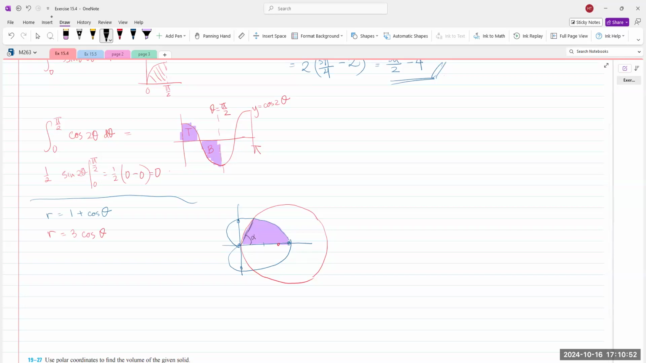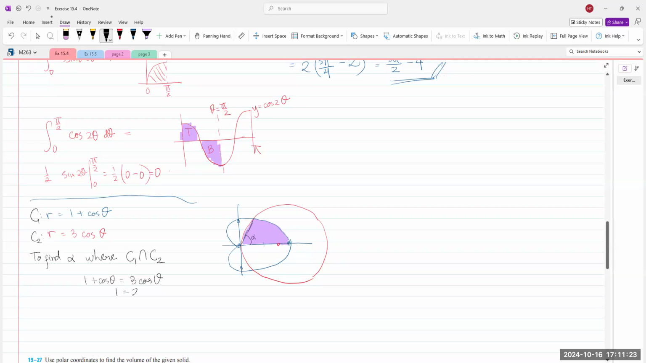To find the angle alpha where the first curve intersects the second curve, let's call this C1 and this C2. We set the radii equal to each other: 1 plus cosine theta equals 3 cosine theta.